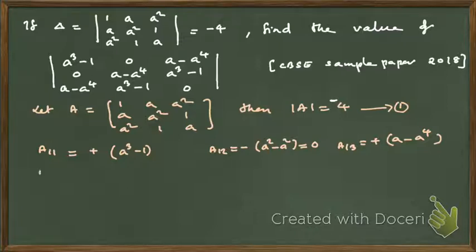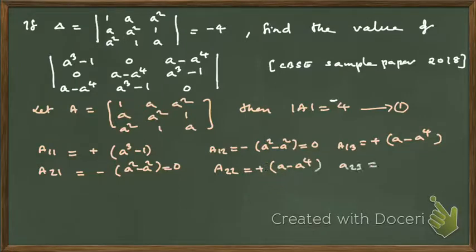Then I move to the second row, where the element is a21. The position sign: since we ended with plus there, now it has to be minus, because it's alternate plus, minus. For this element, delete the row and column it belongs to and cross multiply. a into a is a square, minus 1 into a square is a square, which is 0. Next is A22, which will be plus of the minor. Delete the second row and second column. You can see the 4 corner elements; cross multiply. 1 into a is a, minus a square into a square is a raised to 4.